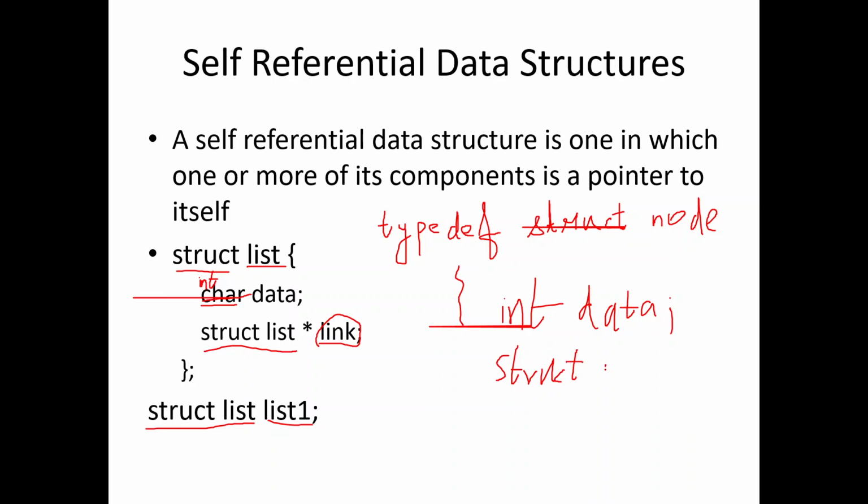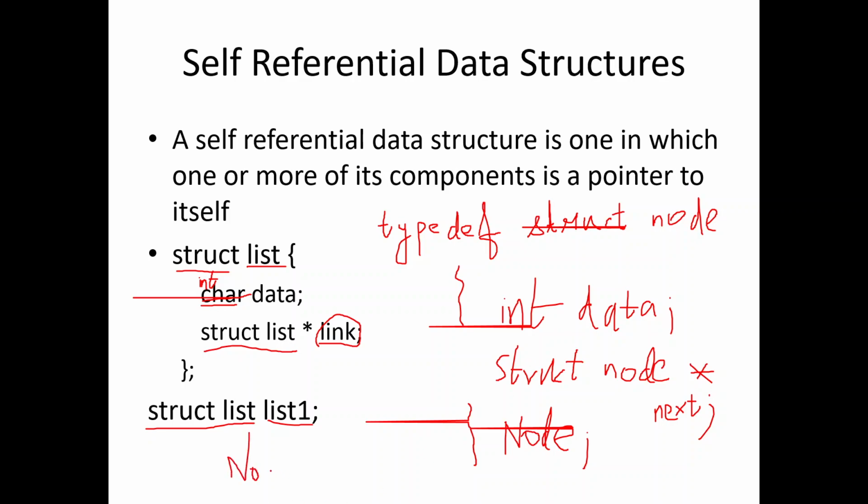You can give link or next, or any variable name here. Since it is pointing to the next node, we'll call this next. Then you close this, and you can give a name for this particular data type. Now NODE in capitals becomes a data type. If you want to create a variable of this type, you can say NODE followed by n1.